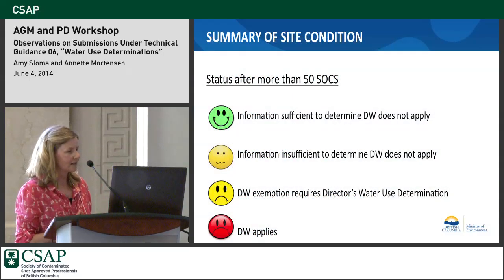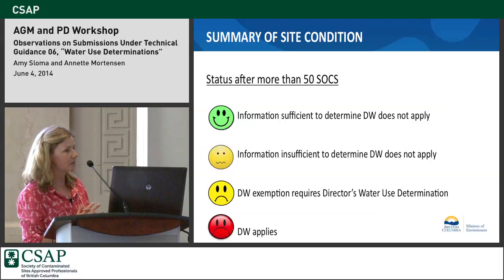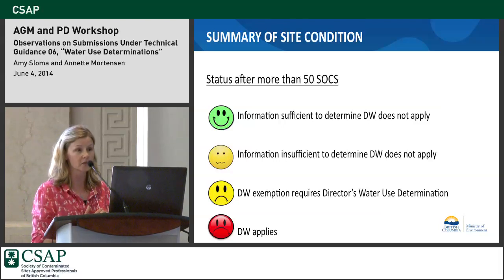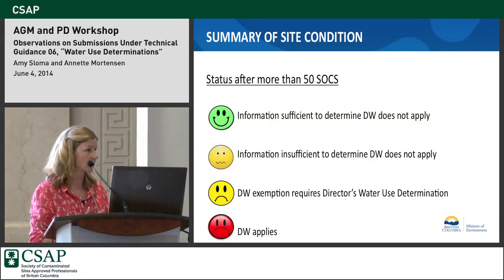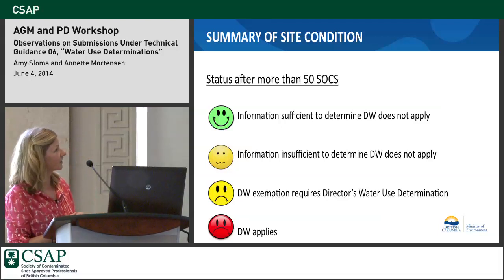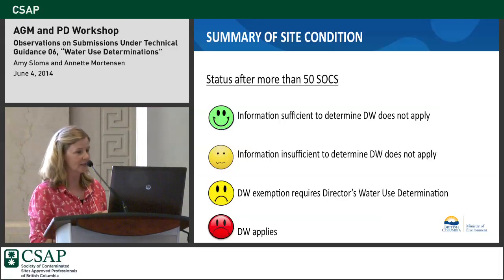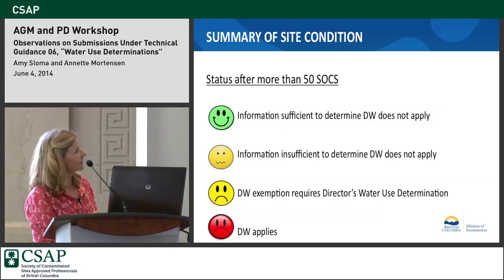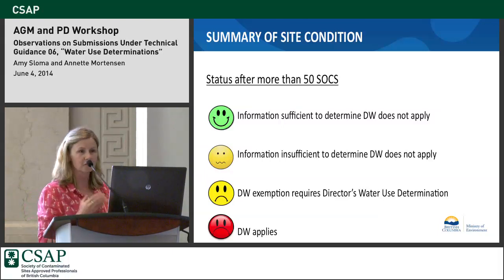So how does it look? What have Amy and I been doing the last year? We have had more than 50 summary of site conditions come through where drinking water did not apply. We sort of divided them here into 4 different groups. The first one is where the information in the summary of site condition was sufficient for drinking water to not apply.